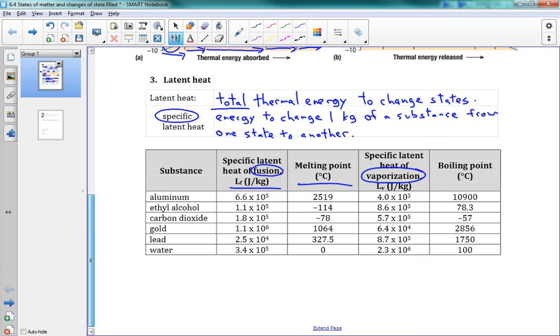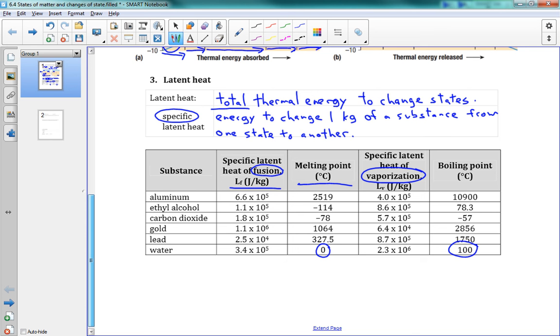Alcohol is normally liquid, so it melts at a fairly low temperature. But we can make solid alcohol if we freeze it at a really, really low temperature. Carbon dioxide is the same thing, except carbon dioxide is normally a gas. You can see that the boiling point is up here at negative 57, so we already know that most of the time carbon dioxide is a gas. And water, of course, has melting and boiling points of 0 and 100. That's what we define our Celsius scale based on.